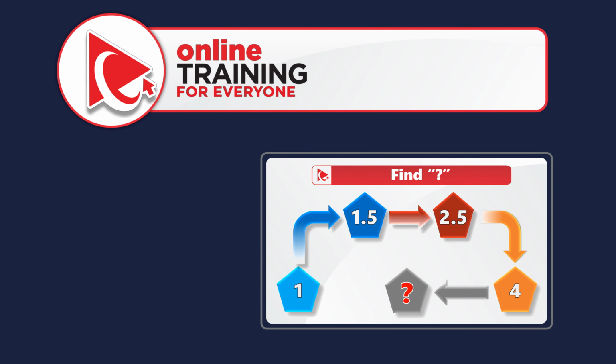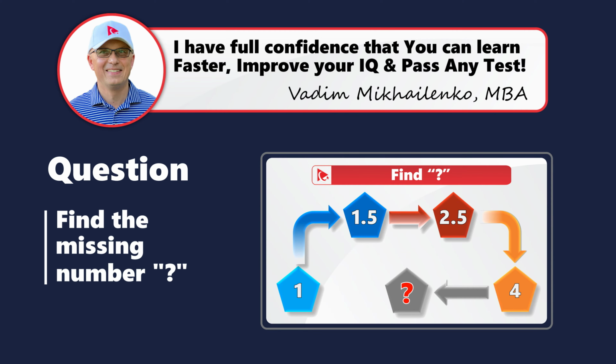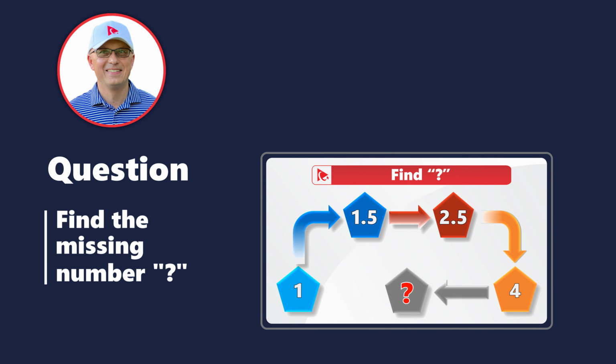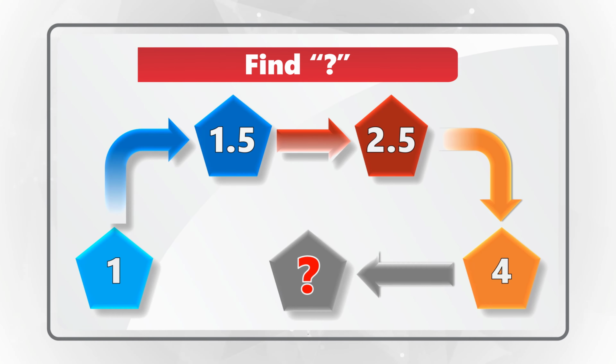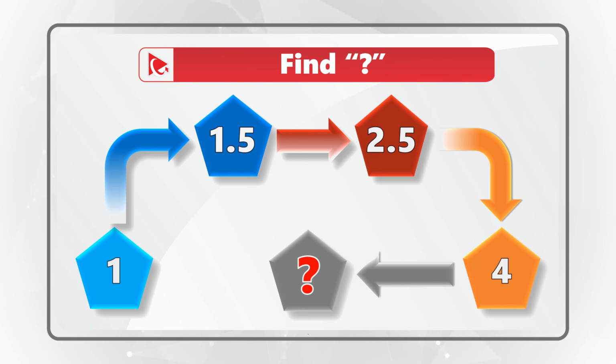Here is the tricky question to test your pattern recognition skills. You need to find the missing number, and you're presented with a very unusual structure, which has pentagons and arrows connecting the pentagons. The first pentagon has number 1. The next pentagon has number 1.5. Then comes a pentagon with number 2.5 inside, then number 4 inside, and then comes the missing number.